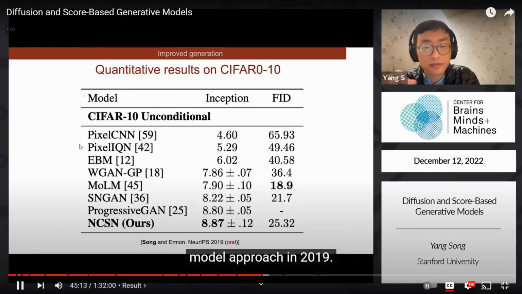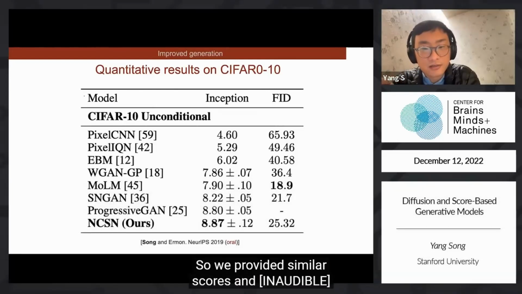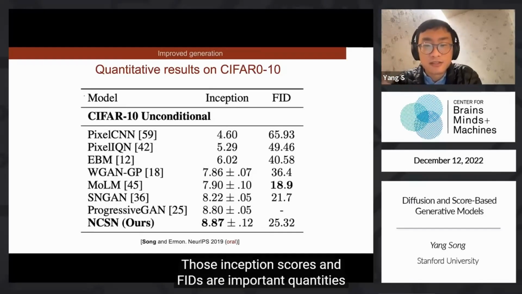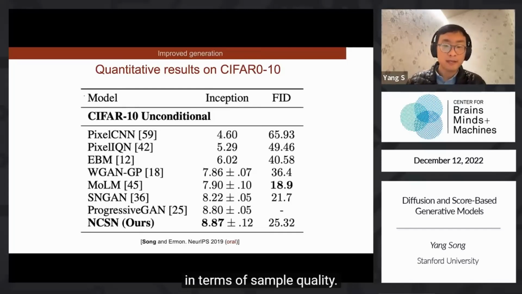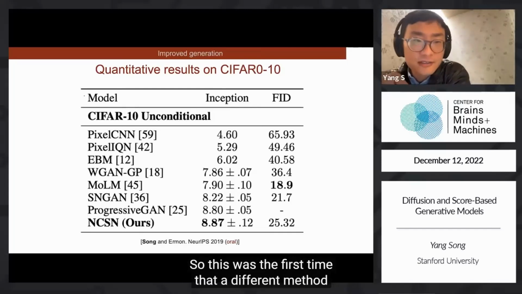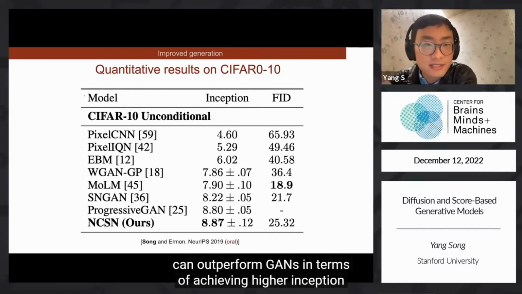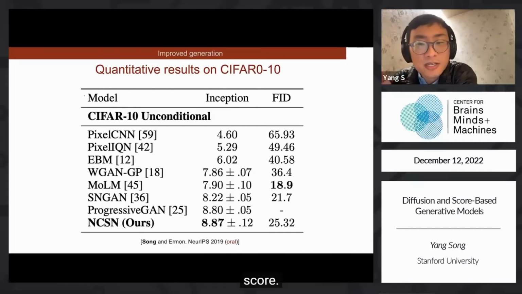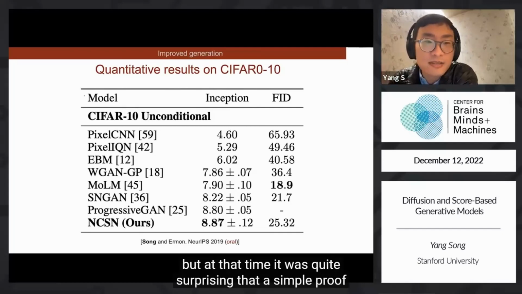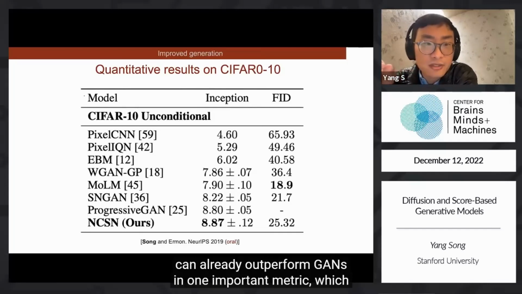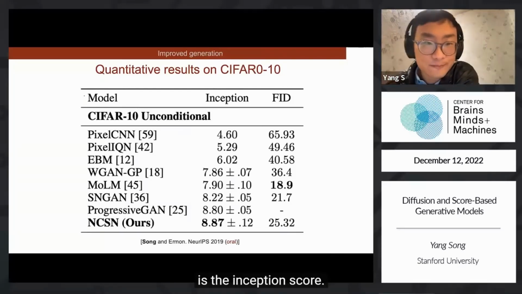Additional score model approach in 2019. So we provide inception scores and FID scores on the CIFAR-10 dataset. Those inception scores and FIDs are important quantities for comparing the performance of different generative models in terms of sample quality. So this was the first time that a different method can outperform GANs in terms of achieving higher inception score. Of course, FID score is still lagging behind GANs, but at that time, it was quite surprising that a simple approach can already outperform GANs in one important metric, which is the inception score.